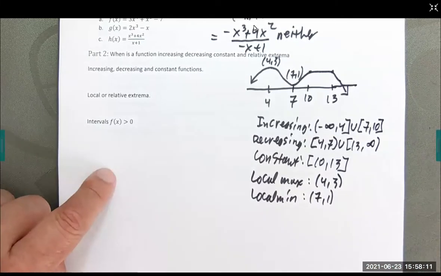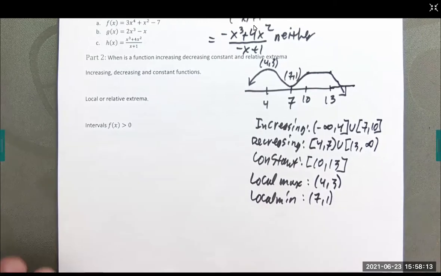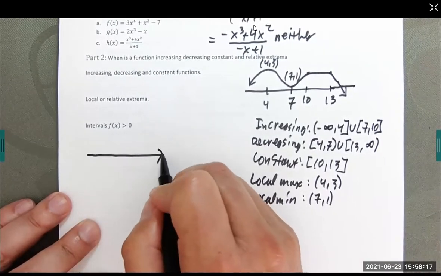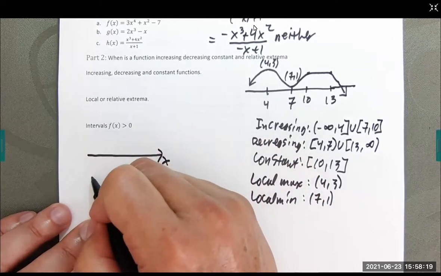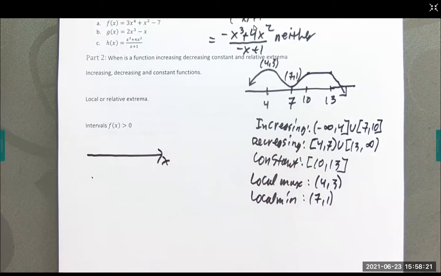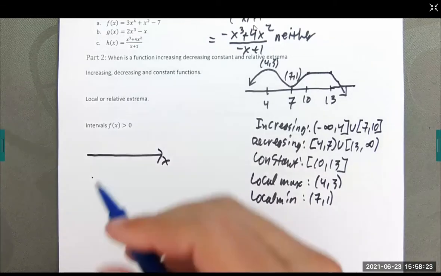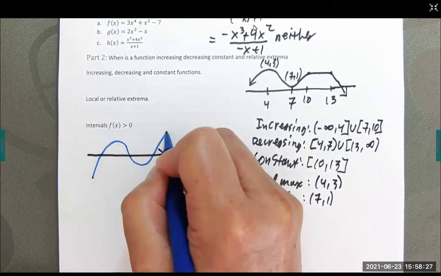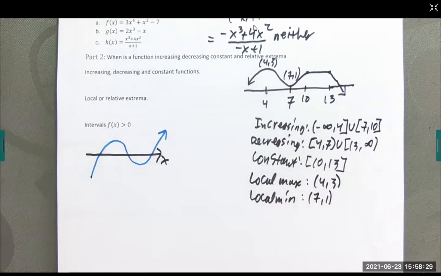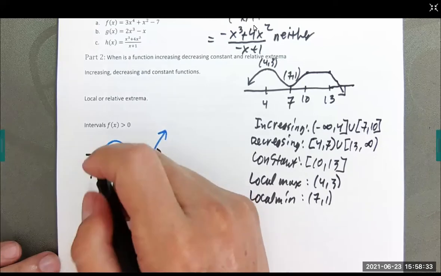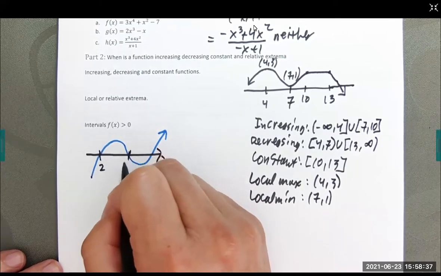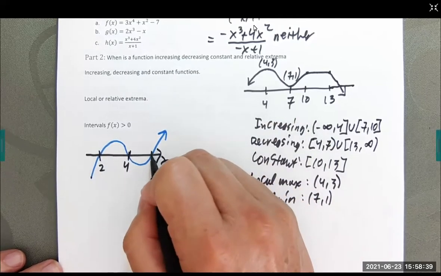And for this one, the graph is also missing. It does this. Let's do a different color. And let's label these points. 2, 4, 6.